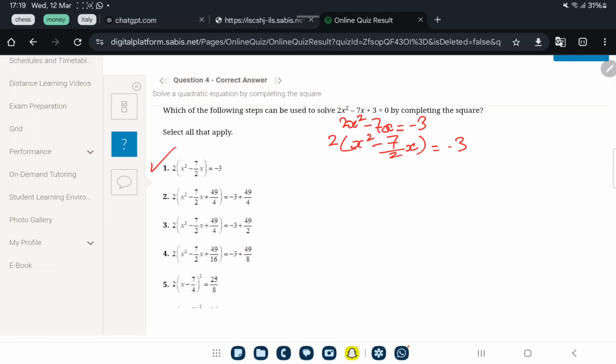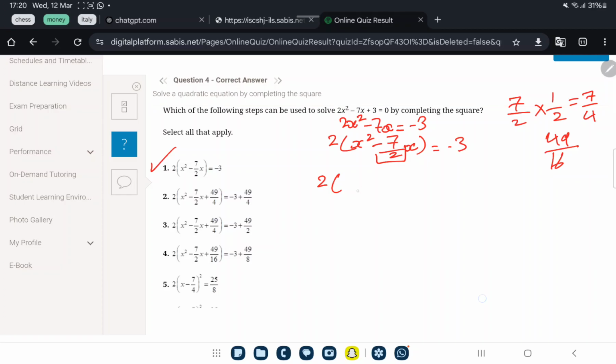And then, like we did before, you get half of this and then you square it. For this, we find it here: 7 over 2 times 1 over 2. And I'm going to put it in the calculator. 7 over 2 times 1 over 2, you get 7 over 4. And you square it. That's 49 over 16.